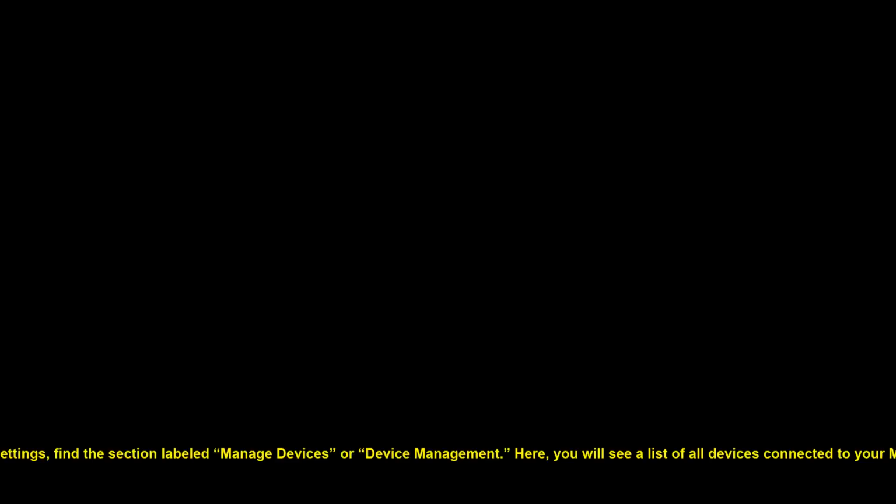To manage your streaming devices, look for the account icon, usually located in the top right corner. Tap on the account icon to access your account settings. In Account Settings, find the section labeled Manage Devices or Device Management. Here, you will see a list of all devices connected.